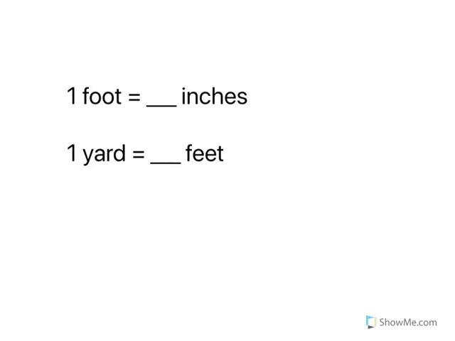Customary length conversions. Let's remember that in 1 foot we have how many inches? That's correct, 12 inches. In 1 yard we have how many feet? That's correct, 3 feet. So remember these two equivalencies, that 1 foot is equivalent to 12 inches and 1 yard is equivalent to 3 feet.